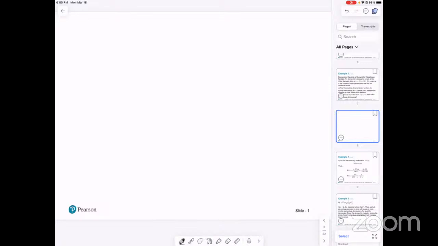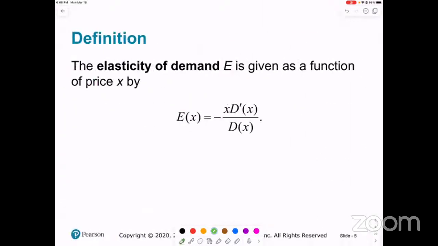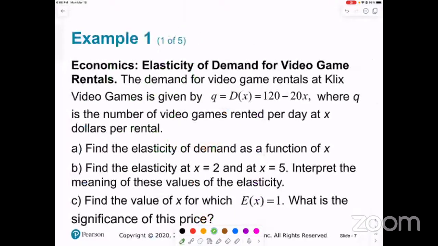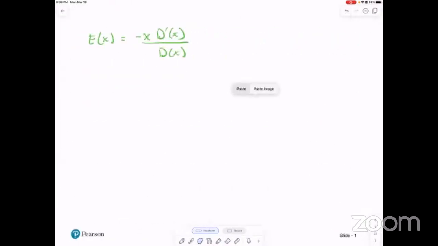A moment ago, we said the elasticity of demand was x times, I think it was a negative D prime of x over D of x. Let me confirm that. The negative x D prime. Okay, so that's correct. And then we need this demand function just given, 120 minus 20x. Let's get a copy of that and paste it right there.